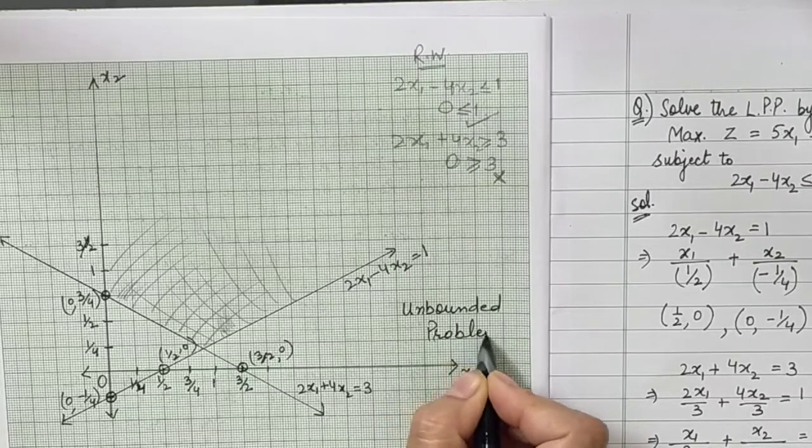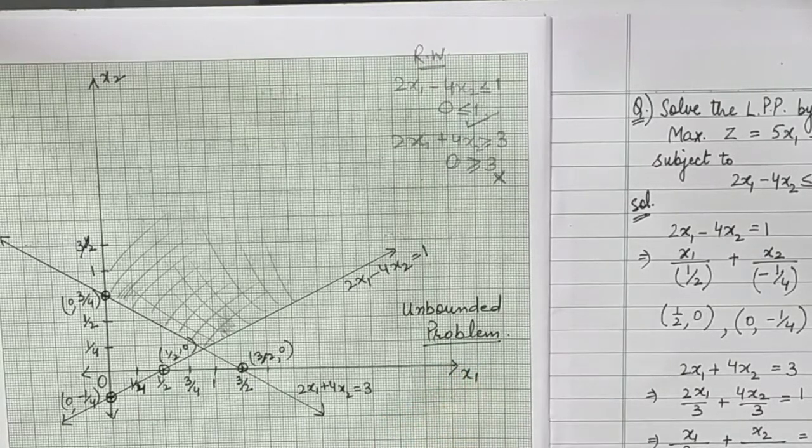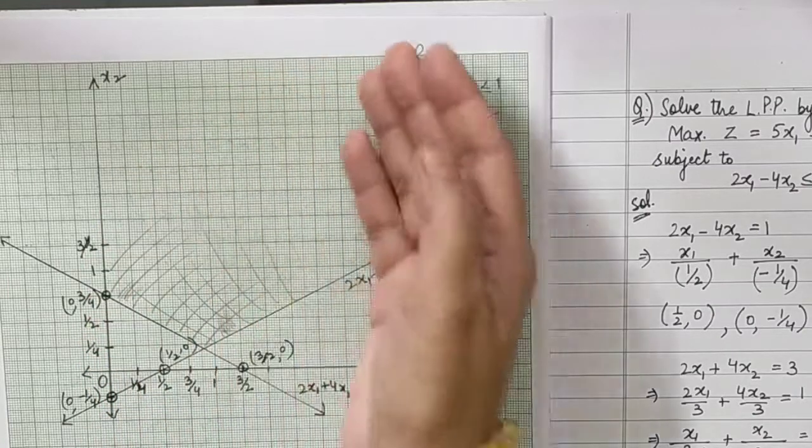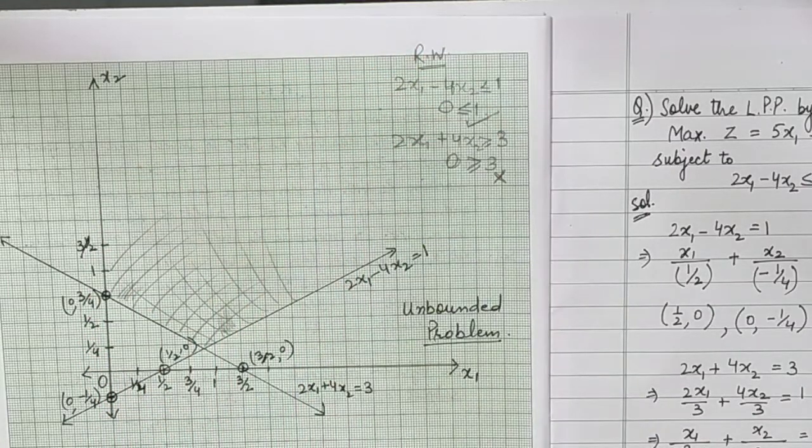Different cases of L.P.P. appear. In the very first video we had taken up a question in which you had a bounded solution, so its corner points come. By the corner point method you can maximize or minimize its objective function. But in this question you cannot maximize z. You do not know where you will find the corner points going towards infinity on this side. Such a problem is known as an unbounded problem.